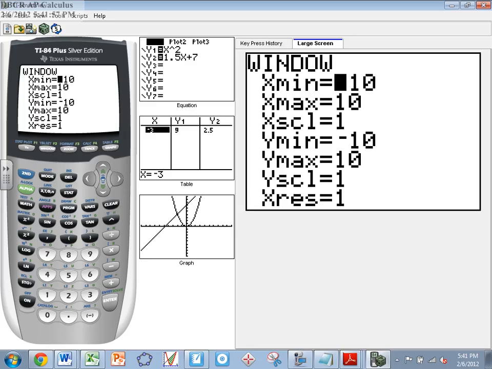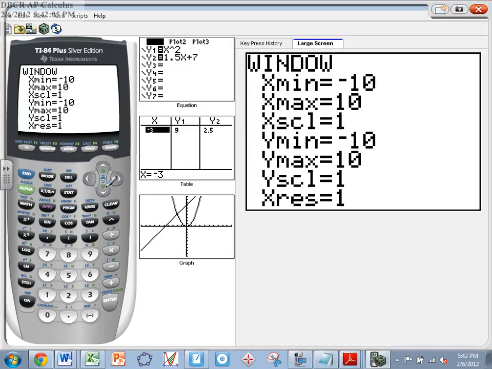Now, the x min and max we didn't have to change. The XSCL means the x scale. Notice, all of your tick marks go by ones. 1, 2, 3, 4, 5, 6, 7, 8, 9, 10. On the bottom, 1, 2, 3, 4, 5, 6, 7, 8, sorry, the marker's off, 9 and 10. But you're going to have 10 tick marks because the scale goes by ones. Everyone is counting by 1.